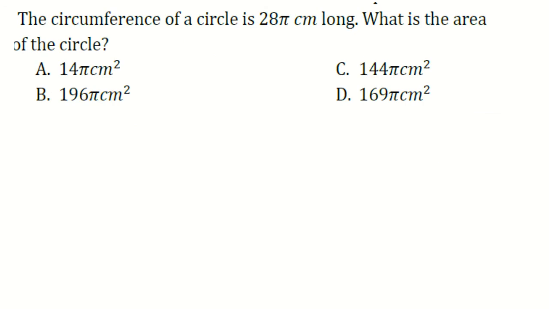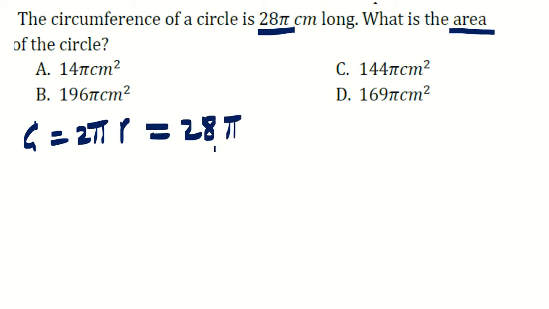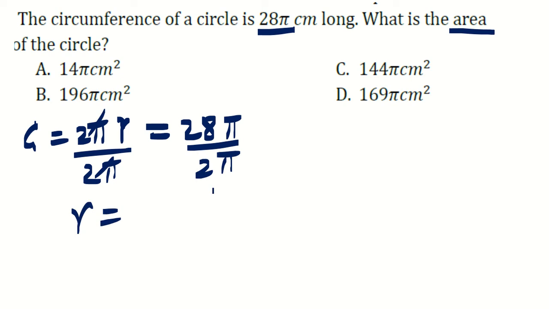The next question says the circumference of a circle is given to you as 28 pi, and what is the area? First of all, the circumference of a circle formula is 2 pi r. This is given to you as 28 pi. From this we can get the r. How do we get it? You can divide by 2 pi on both sides. When you divide by 2 pi on both sides, you can cancel this. So the radius will be, pi by pi cancels, and 28 divided by 2 will be 14. We have got the radius.